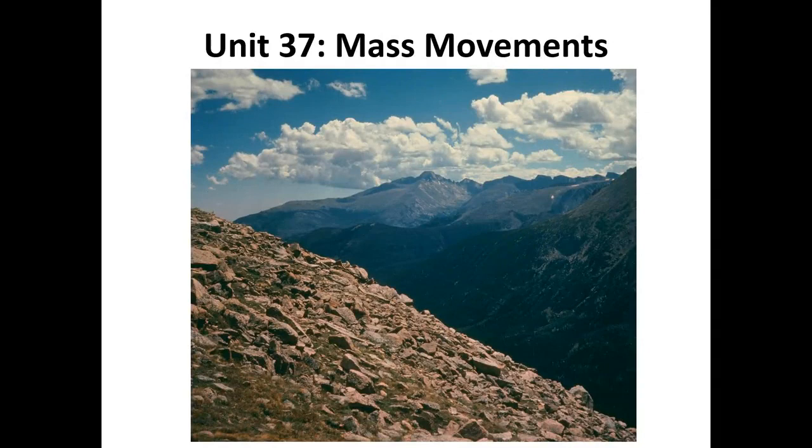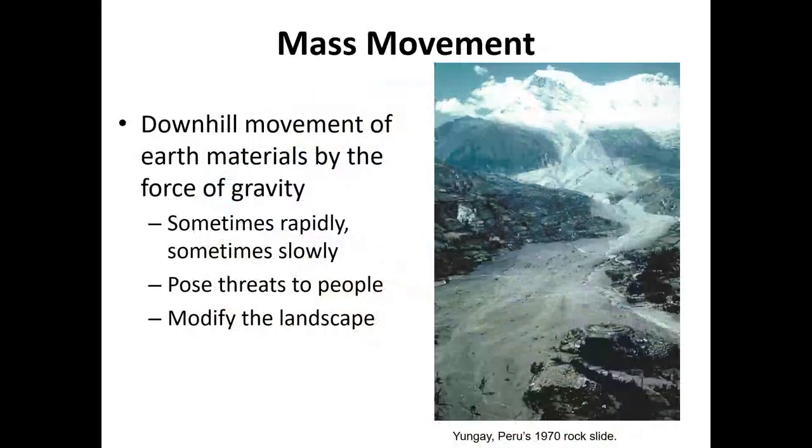So mass movements is when you have a sudden gravity-inspired movement of land, downhill movements of earth material forced by gravity, sometimes rapidly, sometimes slowly. They could be mudslides, avalanches, rock slides, and so on. This particular picture is in Peru, and this is a rock slide that happened in the 1970s.